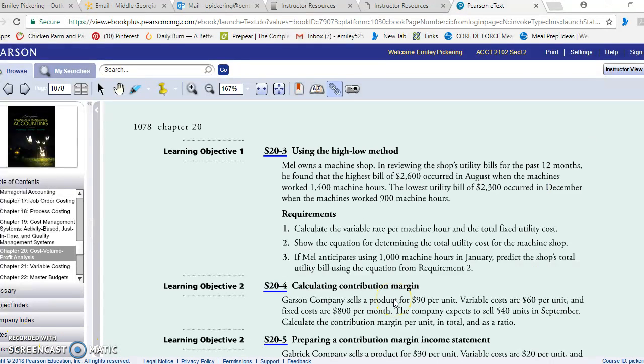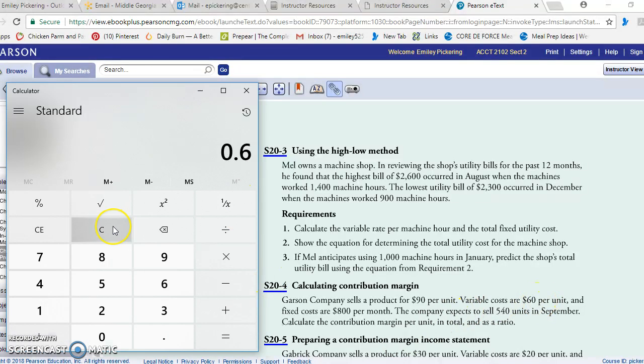So let's take a look at the contribution margin now. So we sell a product for $90 per unit. Variable costs are $60. So when you think about it, our total cost is $90, variable cost is $60, so our contribution margin is $30. So for every unit that we sell, we have $30 to go towards our fixed costs. Once our fixed costs have been paid, then that goes to profit.